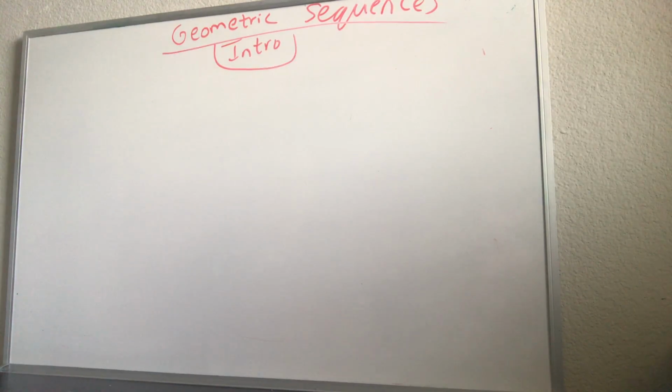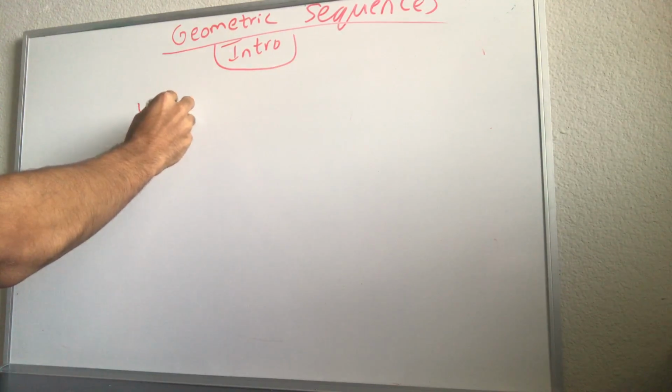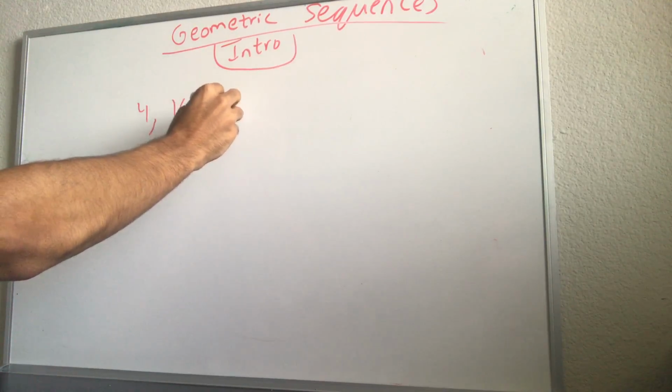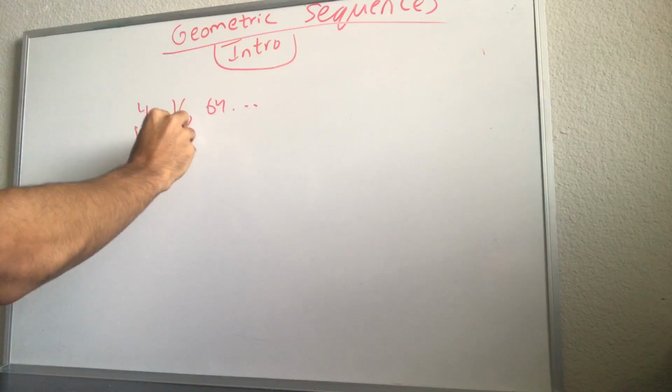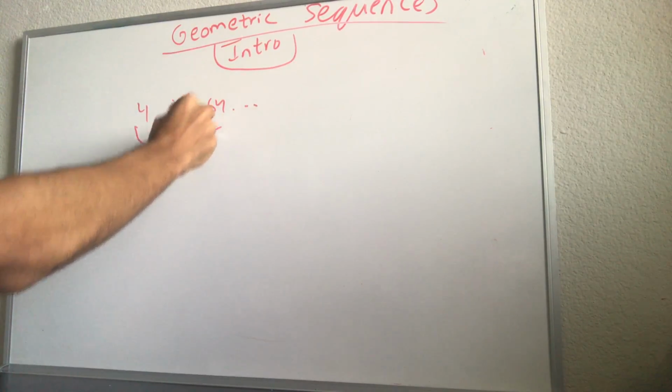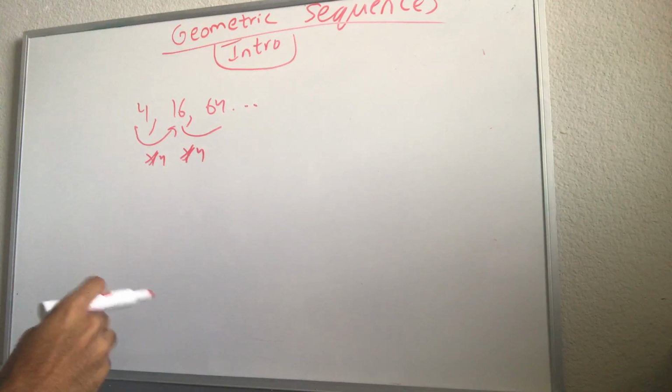And when I say a common ratio, I'm really talking about a certain value that each number is being multiplied by. For instance, let's say we have 4, and then we have 16, and then we have 64. So we see that 4 is being multiplied by 4 here, 16 is being multiplied by 4 here to get 64, and so on. And so there's that idea of a common ratio.